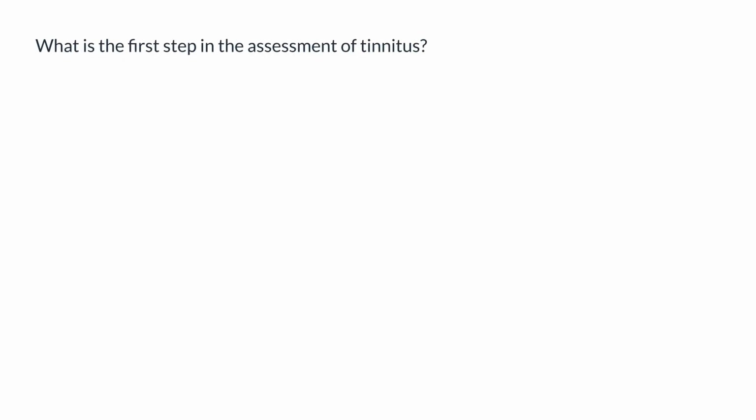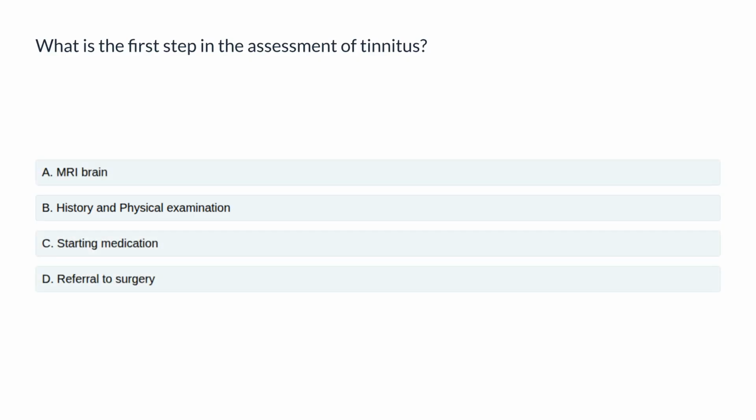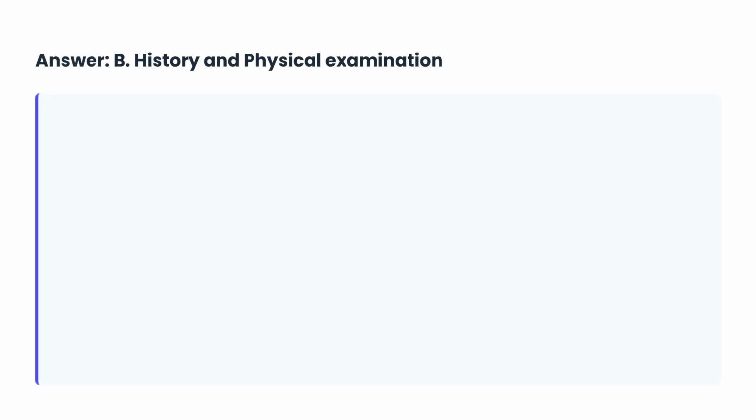What is the first step in the assessment of tinnitus? A. Audiometry, B. history and physical examination, C. MRI scan, or D. prescription of anti-anxiety drugs? The correct answer is B, history and physical examination. A thorough history and physical exam, including otoscopy, are mandatory before ordering expensive tests.